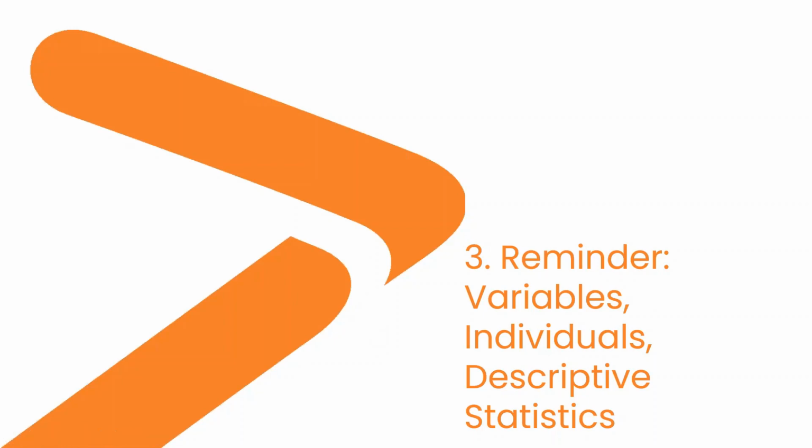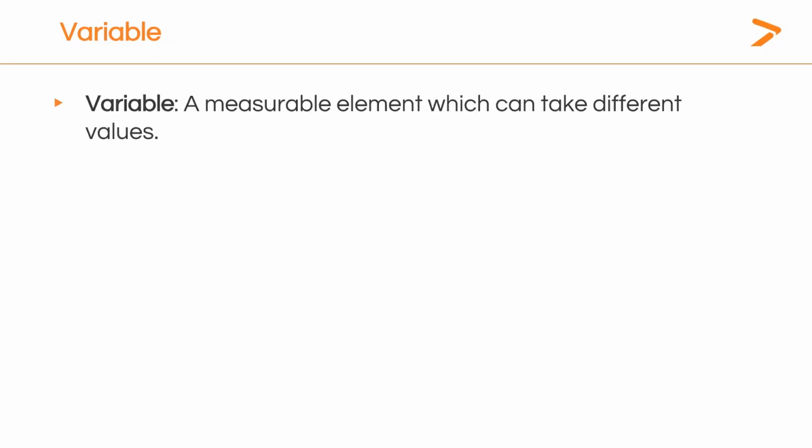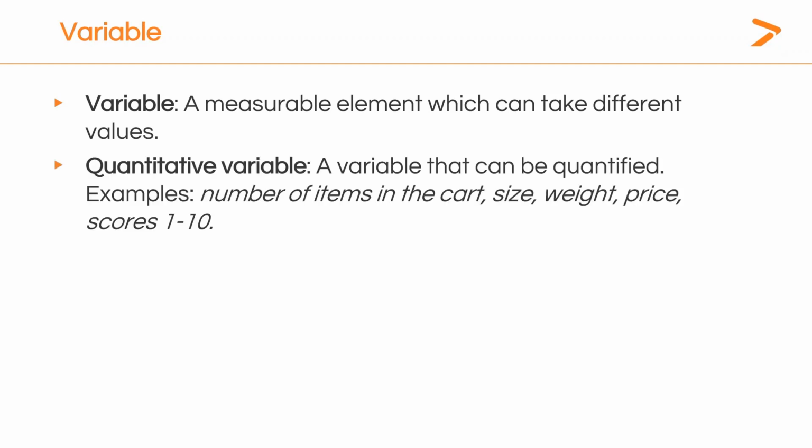Here's a small reminder of what we saw the day before yesterday. So what are variables, individuals, and what did we see in descriptive statistics? A variable is a measurable element which can take different values, and there are two main types of variables. Quantitative variables, which can be expressed in terms of numbers. A quantitative variable is a variable that can be quantified. So examples: the number of items in the cart, the size, the weight, the price, the scores from a question which can be scored from 1 to 10 in a questionnaire.